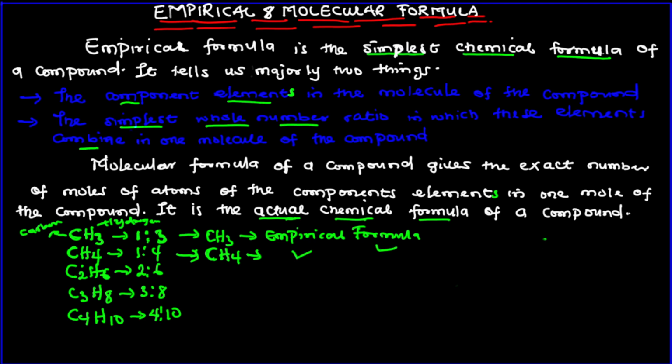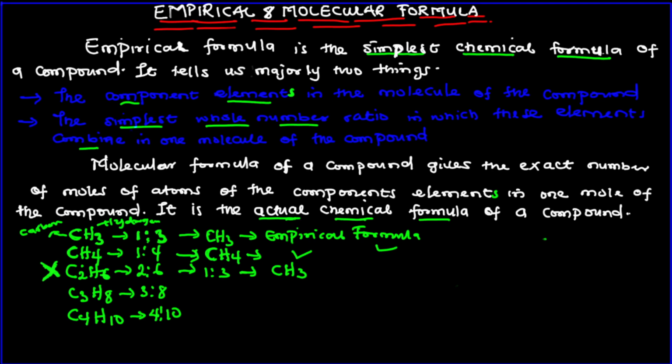So what about C2H6? That's ethane. Now, if you see this, 2 can go in 2, 2 can go in 6. So there is a common number that can divide both of them that will give us another whole number. So we have 1:3. 2 in 2, 1. 2 in 6, 3. So the empirical formula of C2H6 is CH3. So this is not an empirical formula.